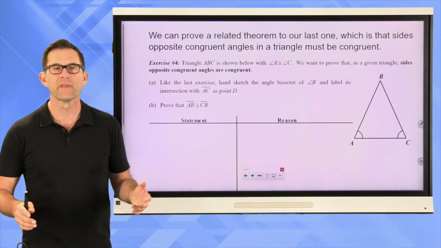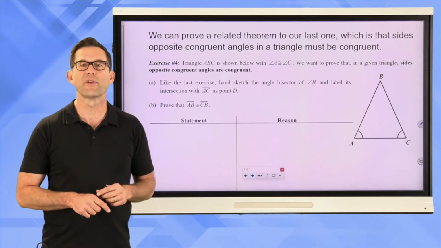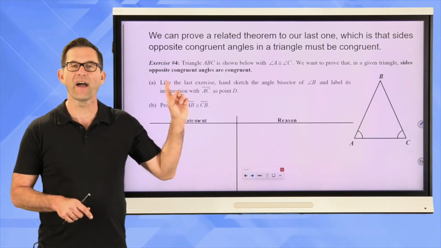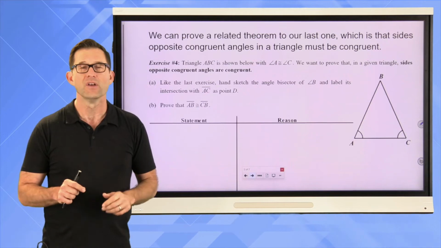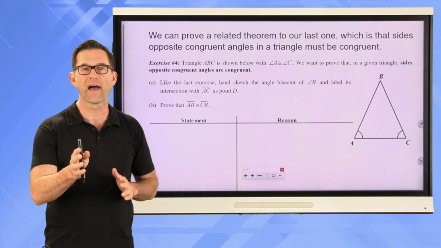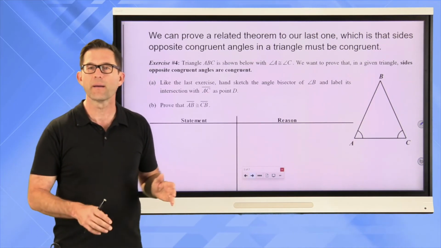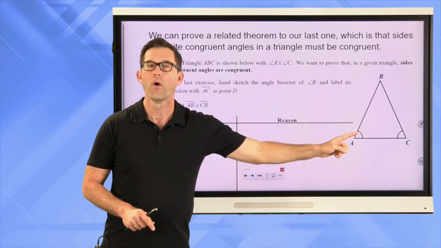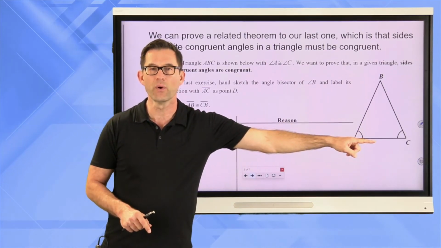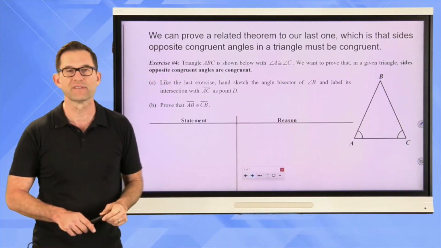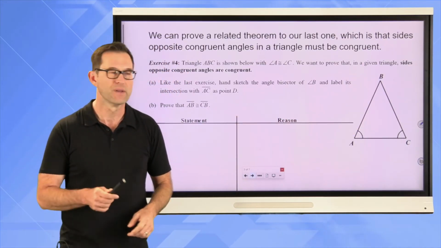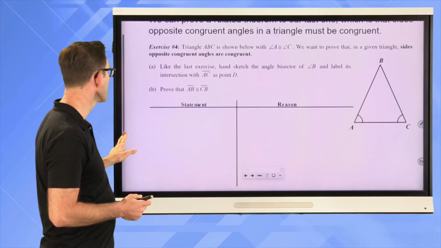Now, the other thing that we want to do is prove a related theorem to our last one, which is that sides that are opposite congruent angles in a triangle must be congruent. So this is kind of like what we did last time, but in reverse. This time I want to start with a triangle where I know that 2 angles are congruent, and then I can conclude based on that that the sides opposite are also congruent. So let's take a look at exercise number 4.